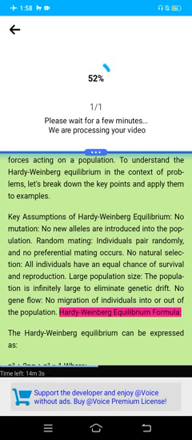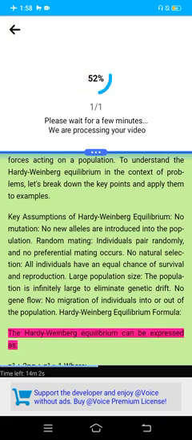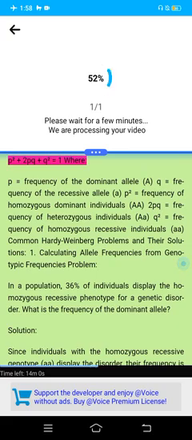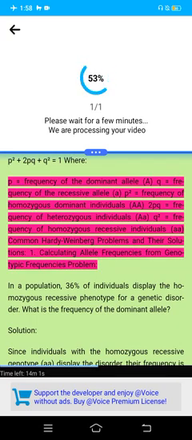Hardy-Weinberg equilibrium formula. The Hardy-Weinberg equilibrium can be expressed as p squared plus 2pq plus q squared equals 1, where p equals the frequency of the dominant allele A, q equals the frequency of the recessive allele a, p squared equals the frequency of homozygous dominant individuals AA, 2pq equals the frequency of heterozygous individuals Aa, and q squared equals the frequency of homozygous recessive individuals aa. Common Hardy-Weinberg problems and their solutions.